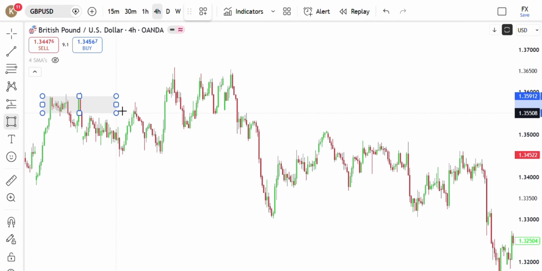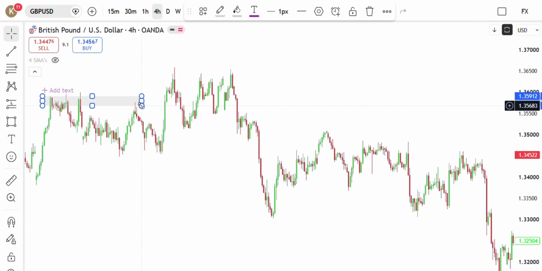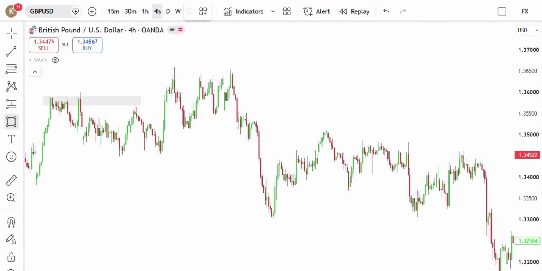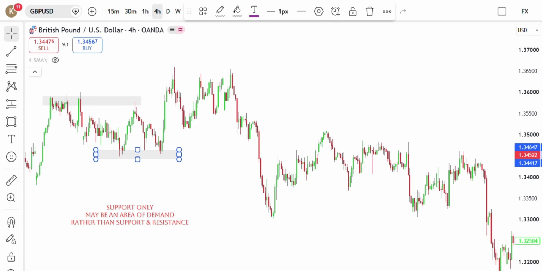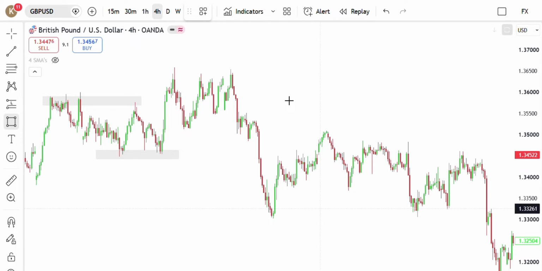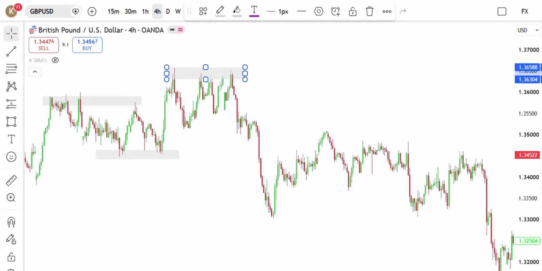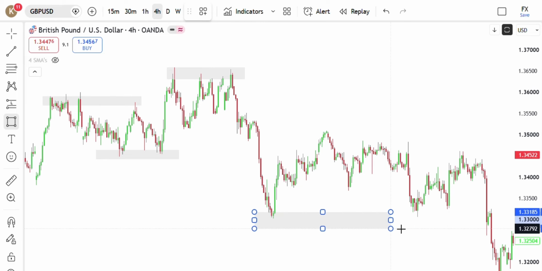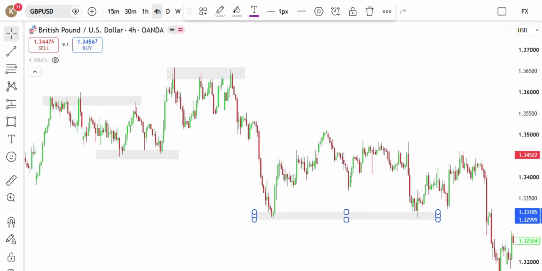Firstly, although price has bounced off this area 3 times, we shouldn't draw a support and resistance zone here. Instead, it may be an area of supply, and similarly, where price has bounced off this area a couple of times, this could be an area of demand rather than support and resistance. Another couple of areas are up here and down here, where we would not be drawing support and resistance zones.